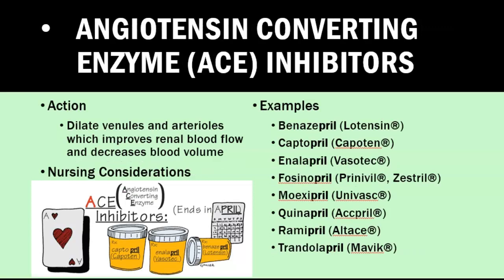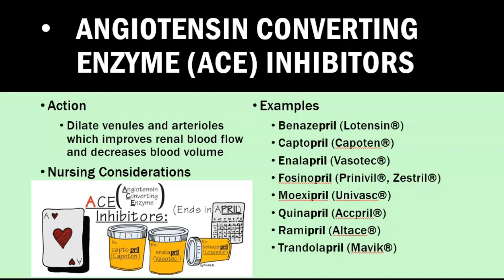ACE inhibitors, angiotensin converting enzyme inhibitors. You can remember these, they end in pril. So you've got benazepril, captopril, enalapril, fosinopril, anything ending in pril. These work in the body by dilating venules and arterioles. That helps improve renal blood flow and decreases blood volume. So these really work in the kidneys. It also helps to block aldosterone, which helps reduce sodium and fluid retention. So your ACE inhibitors work a lot in your kidneys.